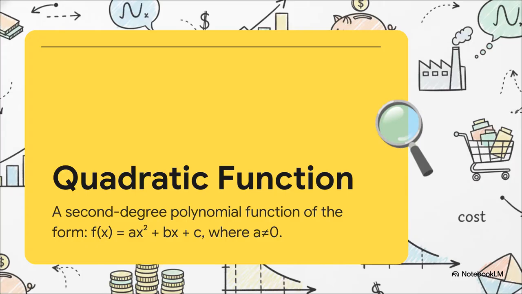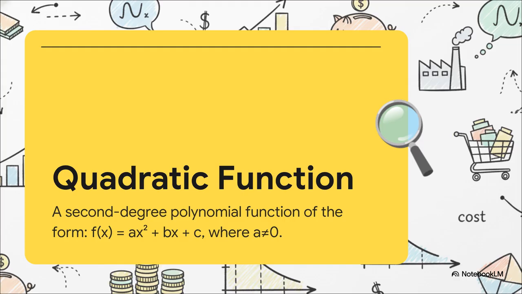So here it is, the formal definition. A quadratic function is a second-degree polynomial. And that term, second degree, is absolutely key. It's referring to that x raised to the power of 2. That x squared term, well, that's the engine of the whole thing. It's what takes a boring straight line and bends it into that powerful parabolic curve we're so interested in.